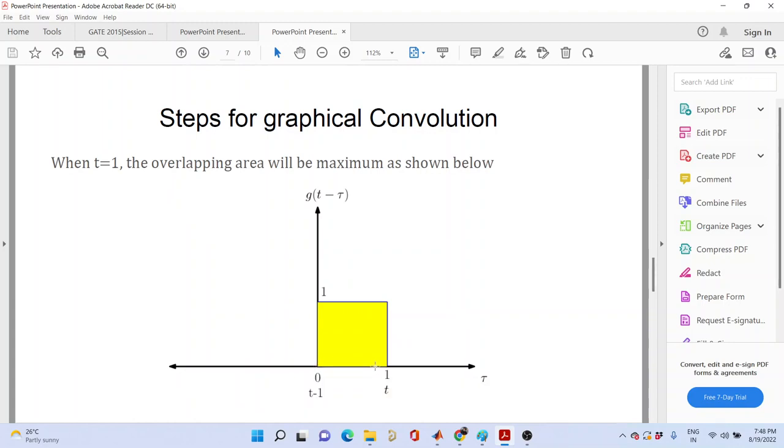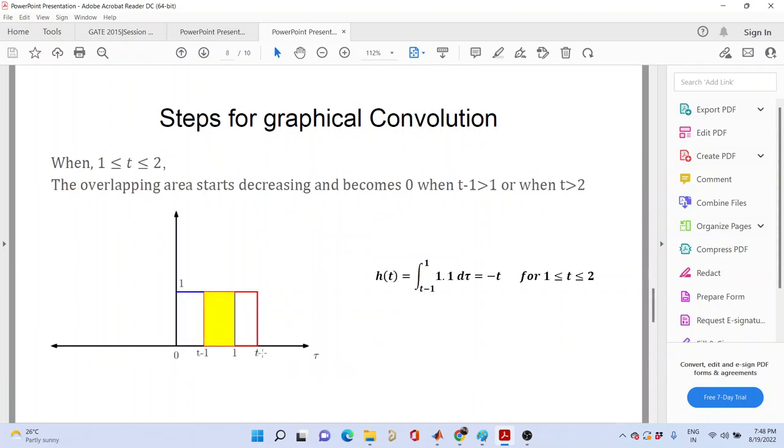When these two blocks are absolutely overlapping each other, the area would be maximum. So when t is equal to 1, we will have a complete overlap and the overlapping area will be maximum. As t becomes greater than 1, the overlapping area again starts falling because the train is now leaving. As t is greater than 1 and t minus 1 is less than 1, that is t is less than 2, this area would be falling.